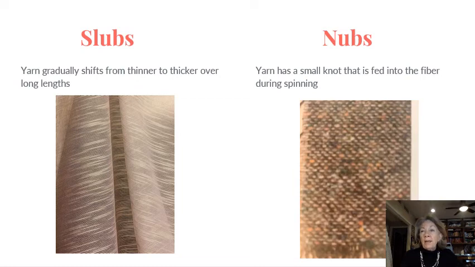Slubs and nubs, I never can remember the difference between the two. They both give the yarn texture, and the nubs in the fabric that you see on the right have contrasting colors also that are dyed before the yarn is spun, which gives it that nice kind of heathered look with nubs in it. So I think that's the only sample that we have in our swatch kit that shows us what those slubs look like.